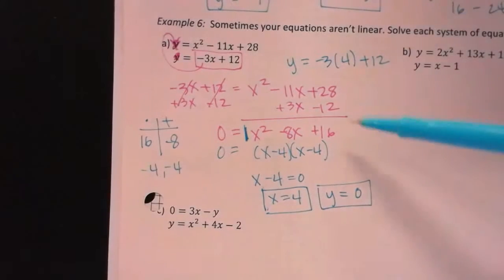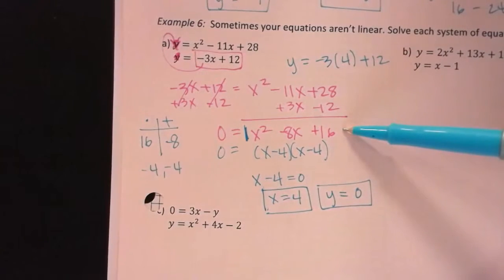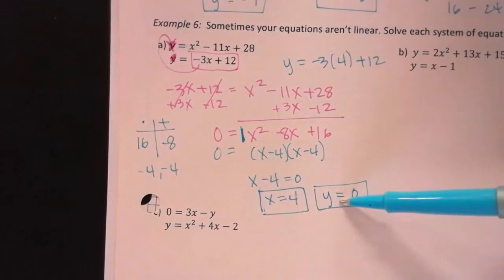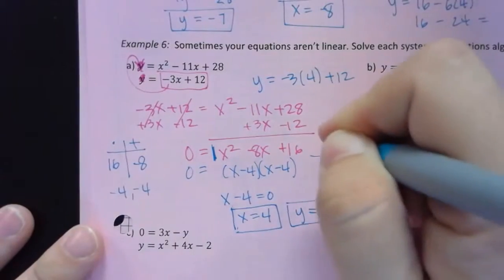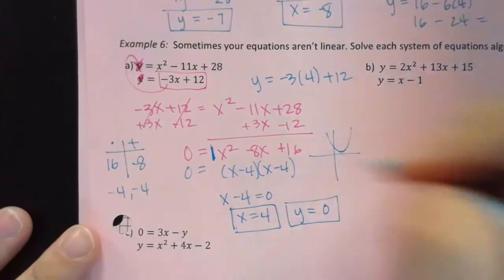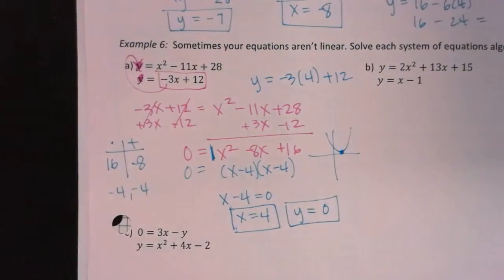So that means this right here was a perfect square. There's only one solution. If I were to graph it, it would come, it would kiss, it would go back up. It only hits once.